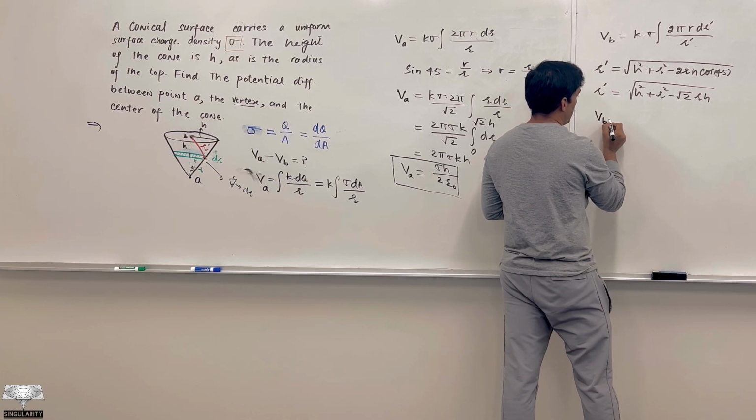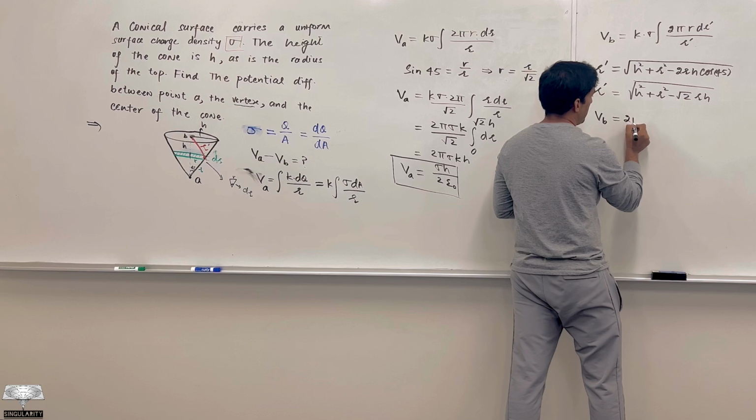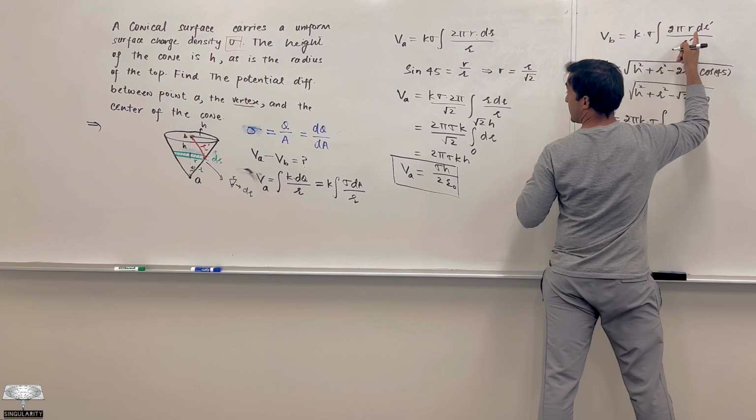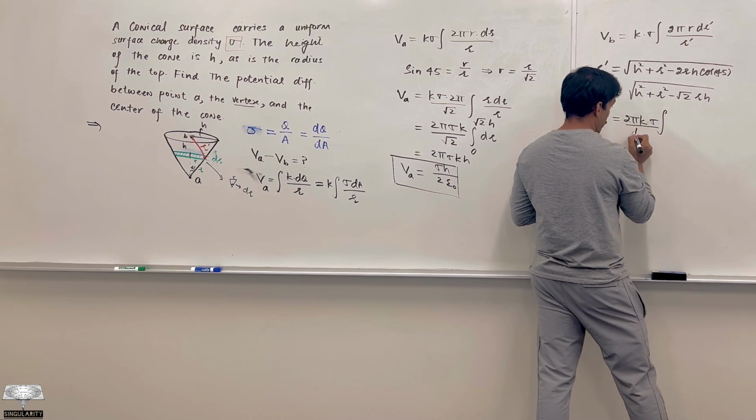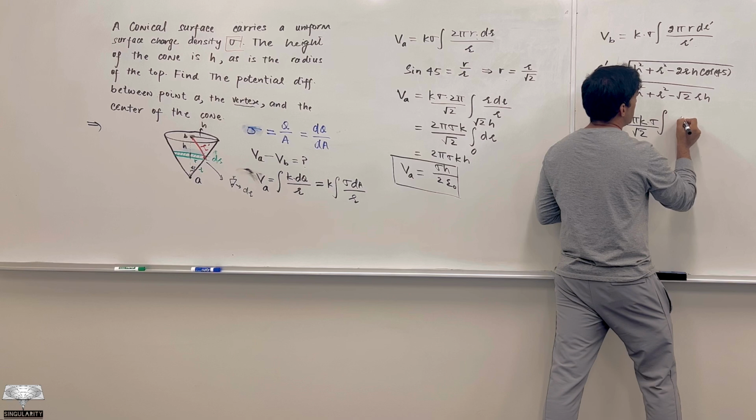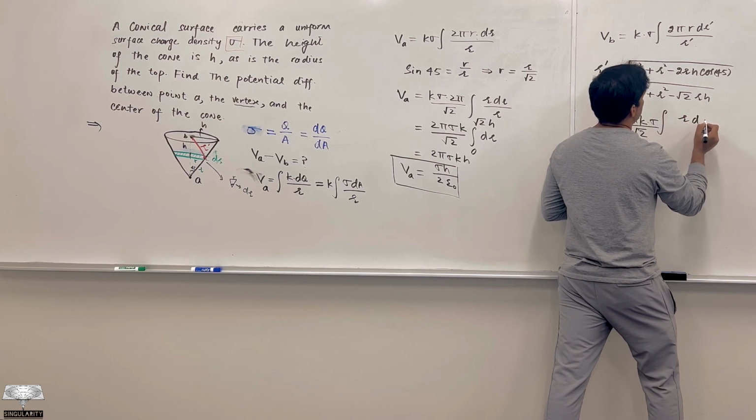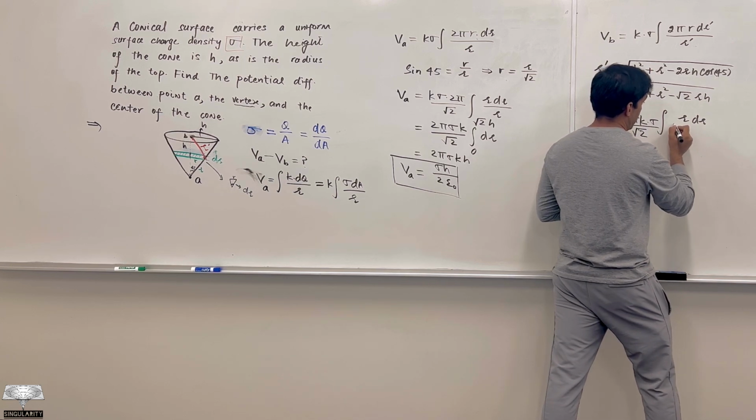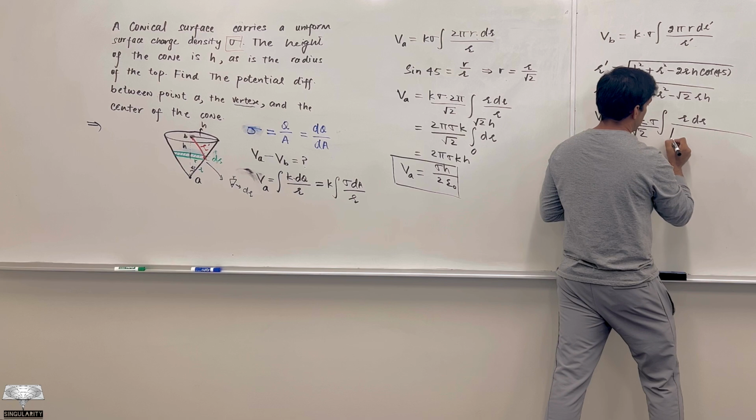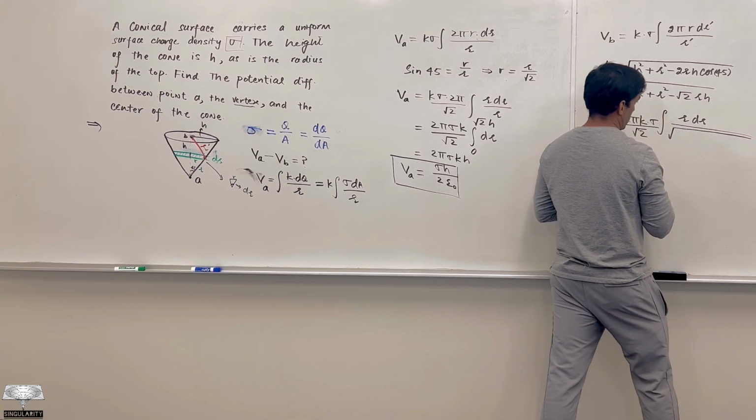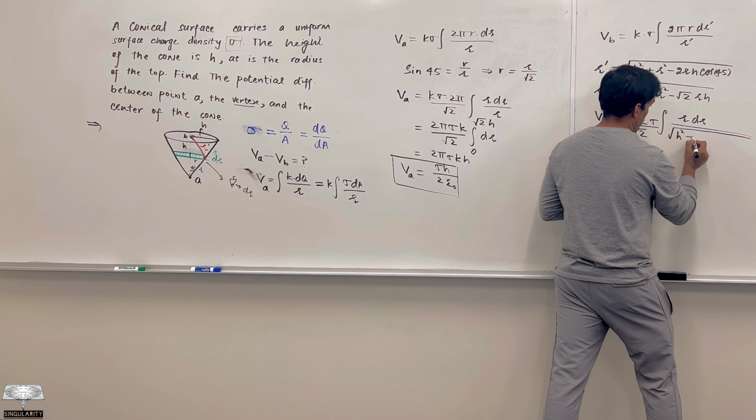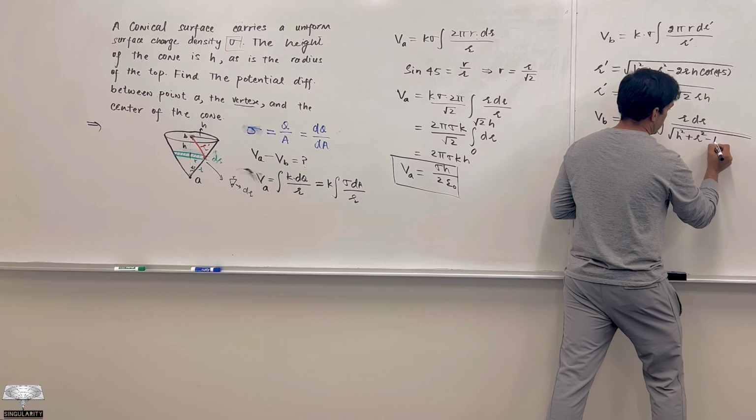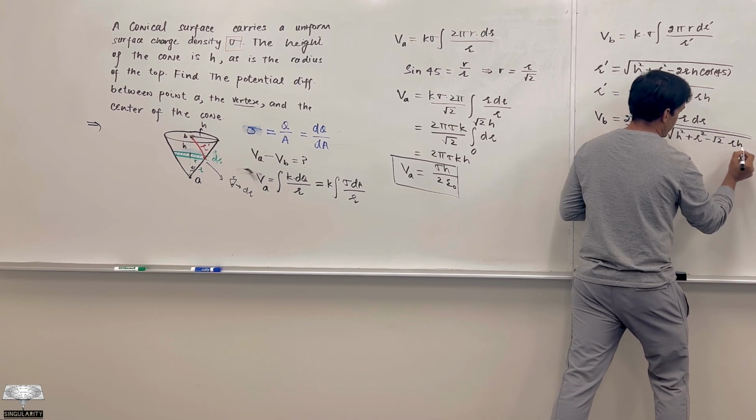So V at B will be 2 pi a sigma integral. R was curly R times square root 2, so I'm going to bring square root 2 outside, and this will be R dR divided by square root of h square plus R squared minus square root 2 R h.